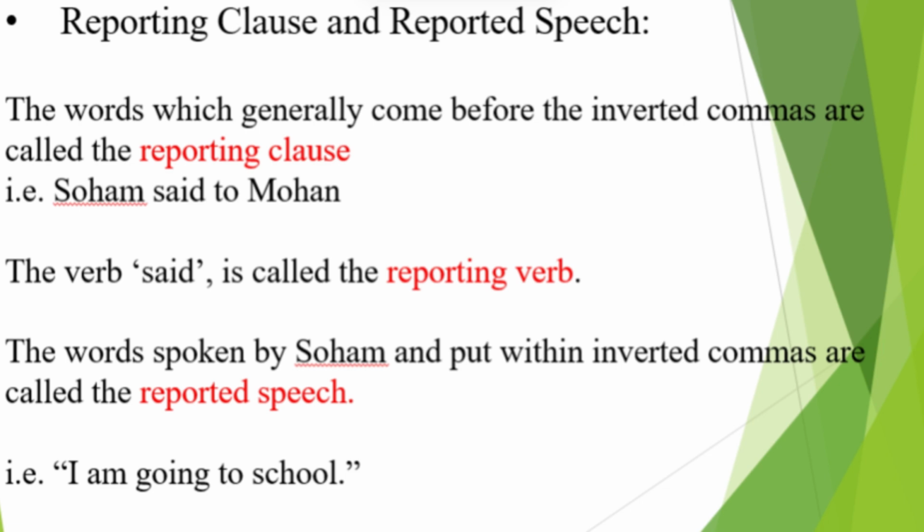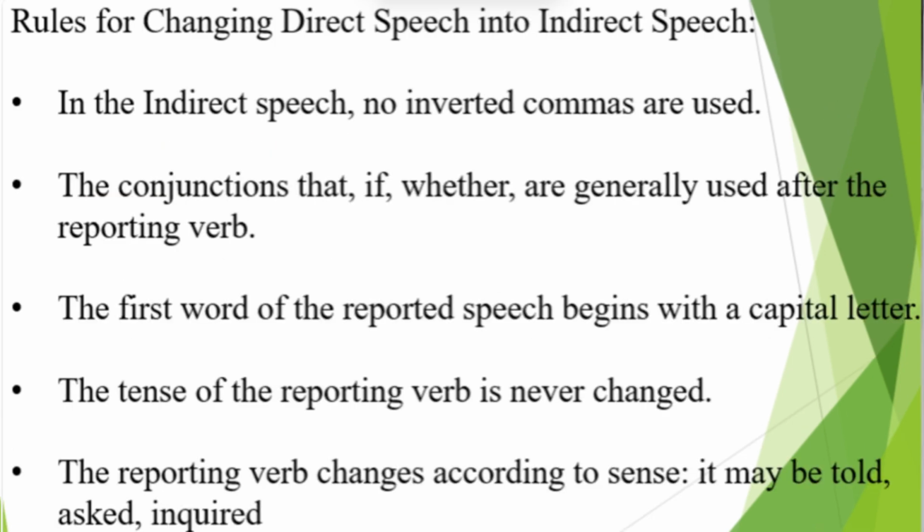When converting direct speech to indirect speech, there are a few rules to remember. First, no quotation marks in indirect speech. Second, use conjunctions like that, if or whether, after the reporting verb. For example, Soham told Mohan that he was going to school.